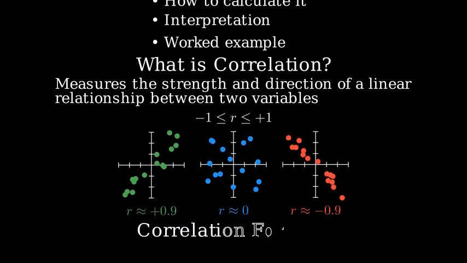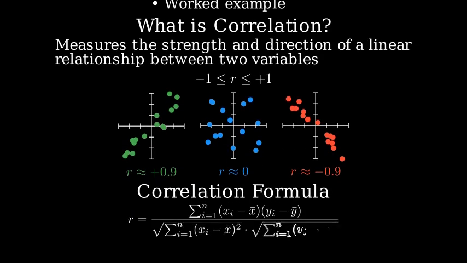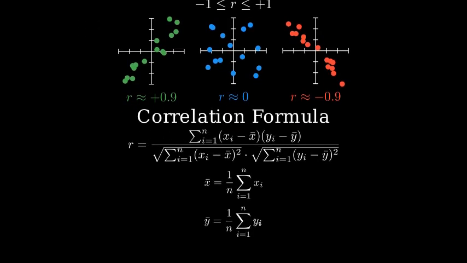Now, let's look at how to calculate the Pearson correlation coefficient. The formula for the correlation coefficient R equals the sum of the products of x minus x bar and y minus y bar, divided by the square root of the sum of x minus x bar squared times the sum of y minus y bar squared. In this formula, x bar and y bar represent the means of the x and y values respectively.